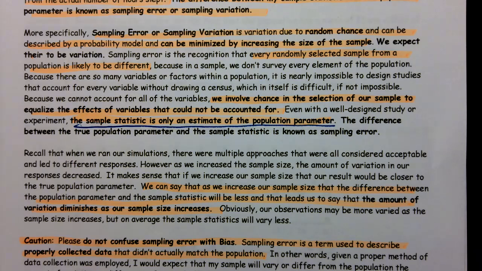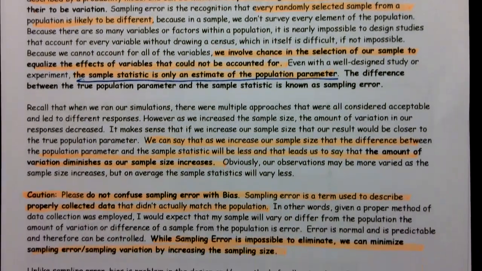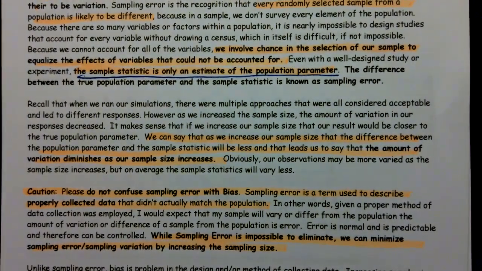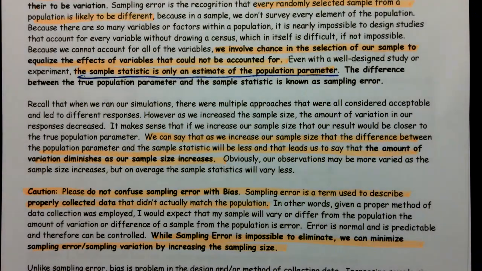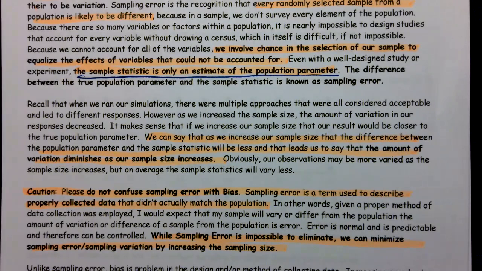Obviously, our population may be more varied as the sample size increases, but on average, the sample statistic will vary less. Caution: do not confuse sampling error with bias. Sampling error is a term used to describe properly collected data that didn't perfectly match the population. The estimate wasn't exactly the same as the population parameter. All right. In other words, given a proper method of data collection was employed, I would expect my sample to vary a little from the population.